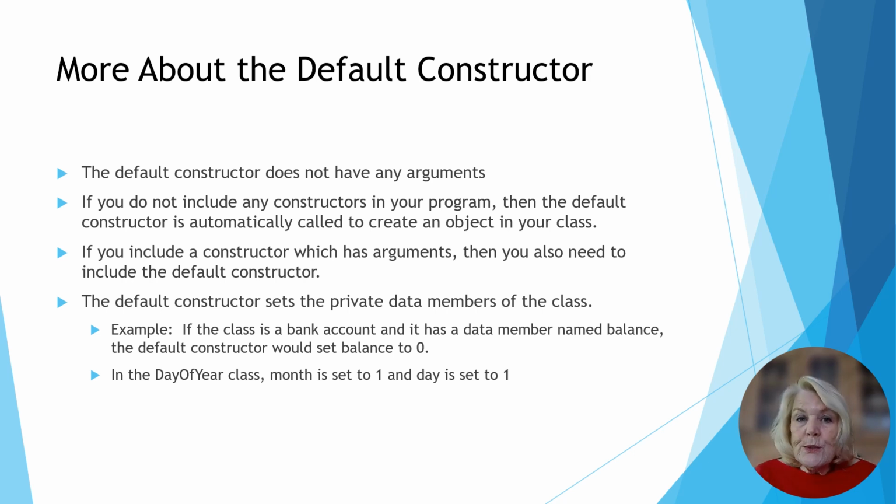If you do include a constructor which has arguments, then you also need to include a default constructor where you say what values should be assigned to the private data members. The default constructor sets the private data members of the class. If the class is the bank account class and it has the data member balance, the default constructor would set the balance to 0. And then in the day of year class, month is set to 1 and day is set to 1.